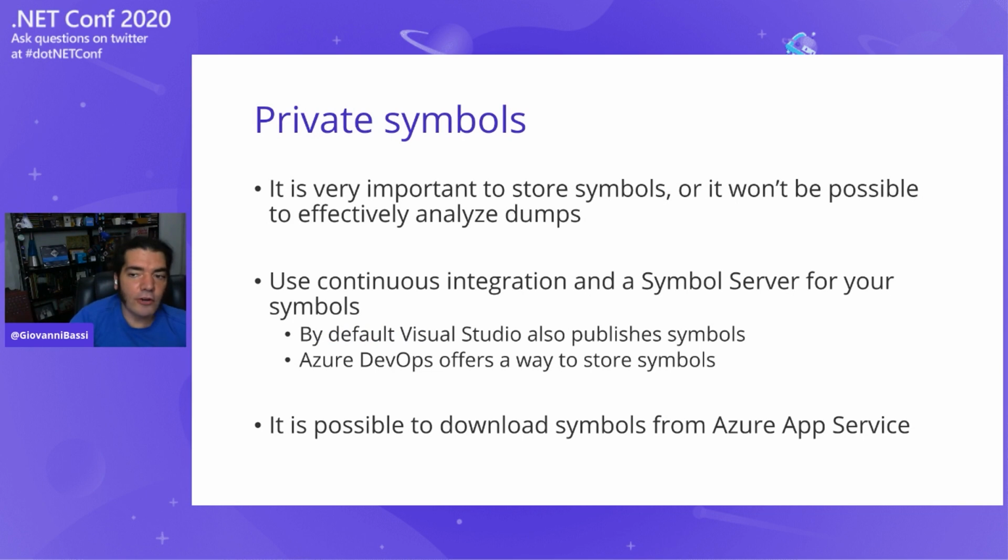It's very important that you store your symbols, or you won't be very effective when you're analyzing dumps. So if you forget to do it, you might have a little trouble. So use continuous integration with a symbol server for your symbols. That's the best thing you can do. By default, Visual Studio will publish symbols, and Azure DevOps will offer a way to store the symbols. So it's all there already for you. You just have to tweak a little bit, and it's going to be there.